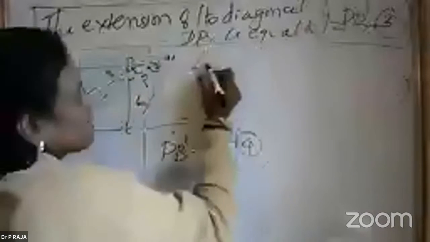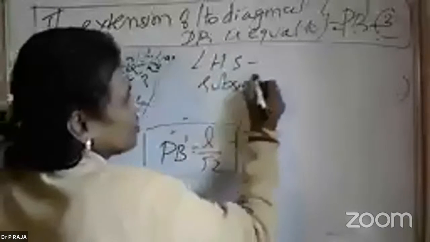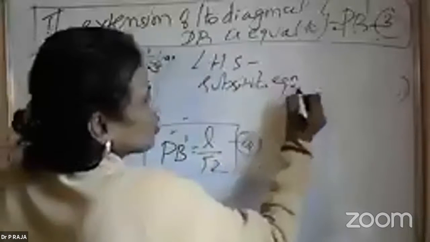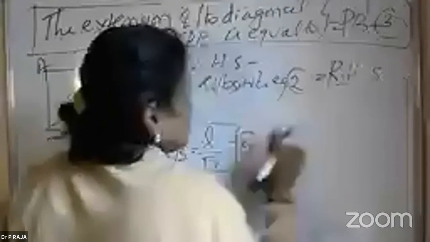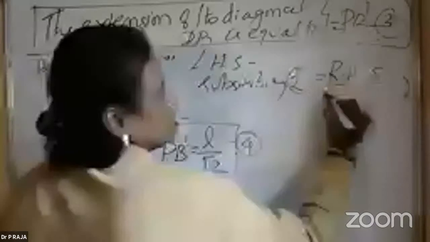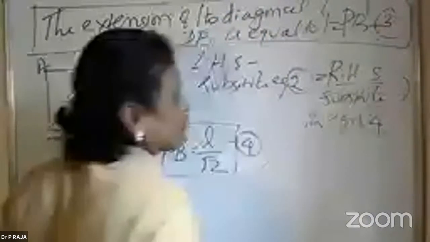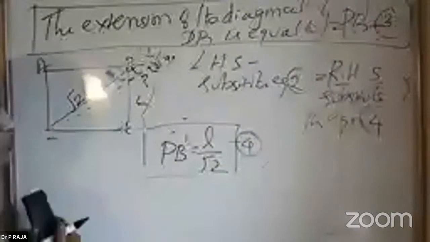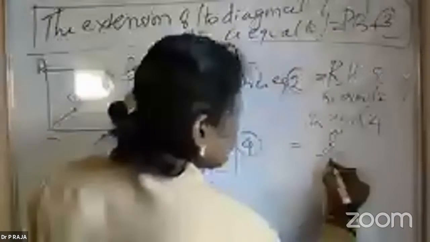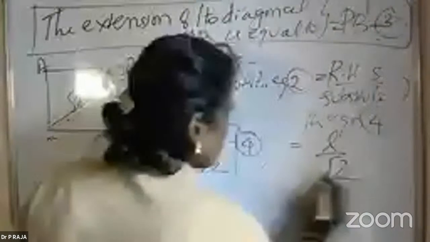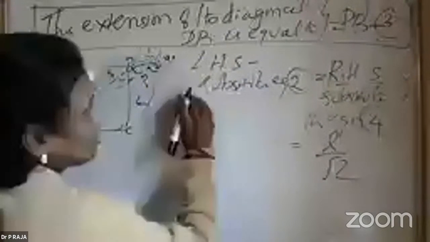This one. On the left hand side, we have to substitute the value of equation 2, the extension along dB. On the right hand side, you have to substitute the value of equation 4. So I'm going to take equation 2 and substitute here. I'm going to substitute this equation 4 on the right hand side. So this is L by root 2. Okay. And then what was our second equation?